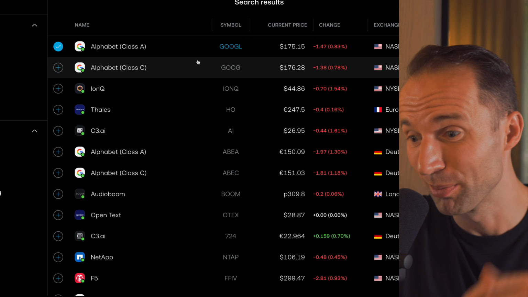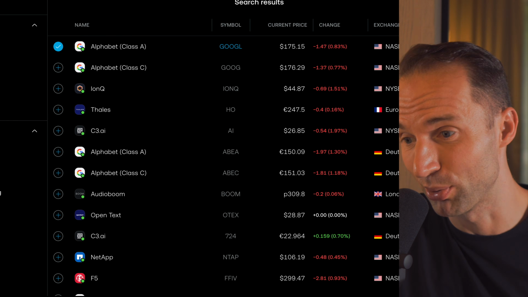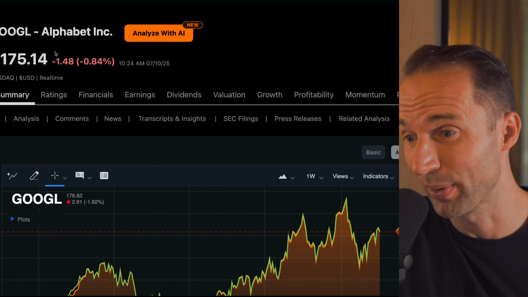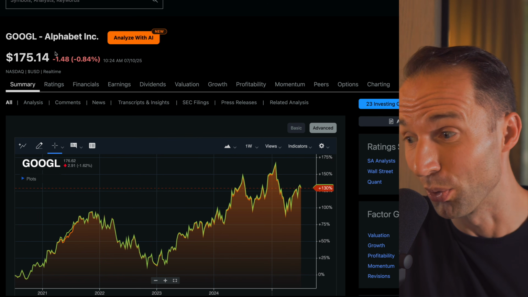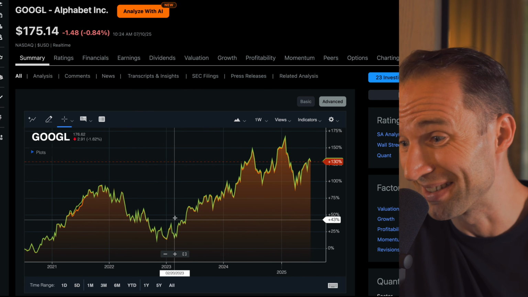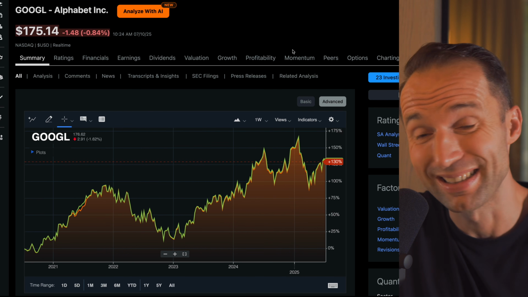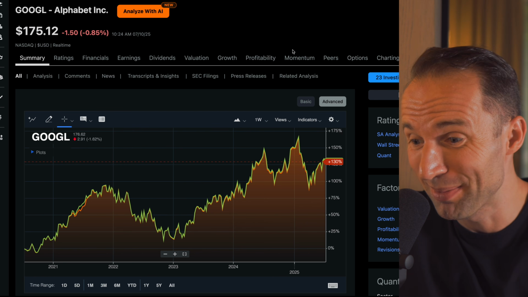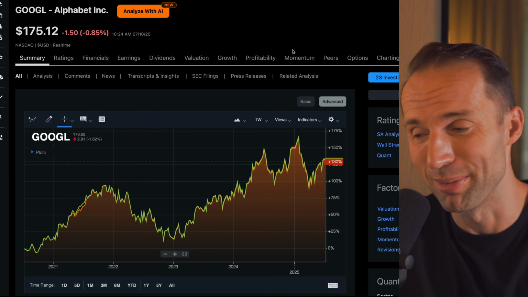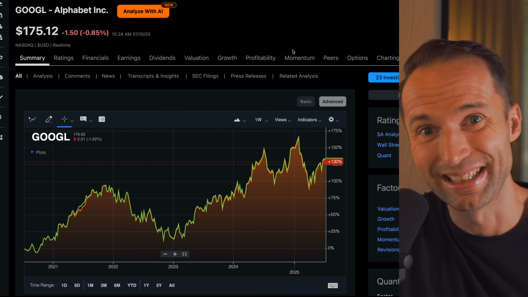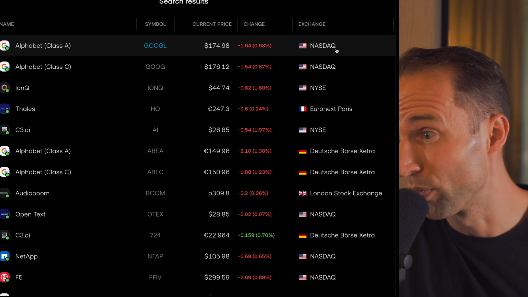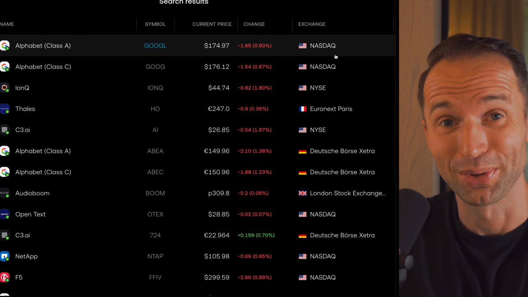Historically, they have moved pretty much in parallel in terms of total price return. You can see over here on Seeking Alpha, where I compared GOOGL to GOOG, it's pretty much exactly the same. It follows the same trend line because ultimately they have the same underlying assets, which is Alphabet. So they pretty much move exactly the same. And both of them are listed over here on the NASDAQ, so they're also on the same stock exchange.